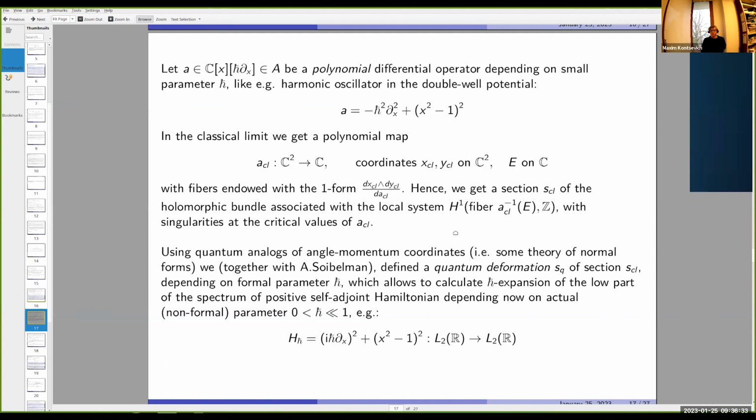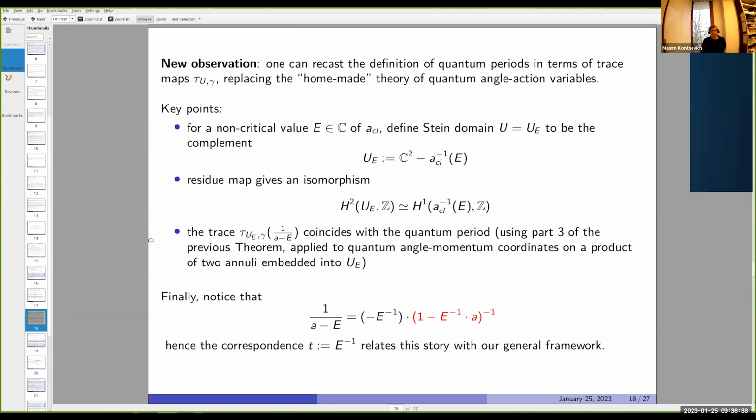So what is my observation? One can recast the definition of quantum periods in terms of trace maps, which I introduced before, in a sense replacing a homemade theory of quantum angle variables by another homemade theory of pairings with Fredholm modules, which are not exactly Fredholm modules, but definitely look more scientific.